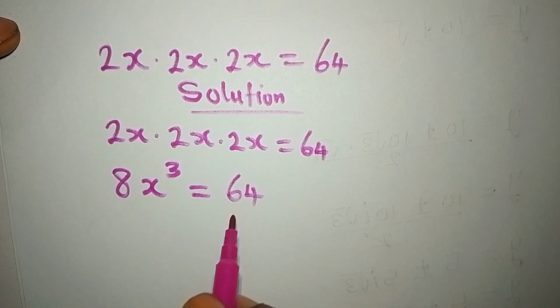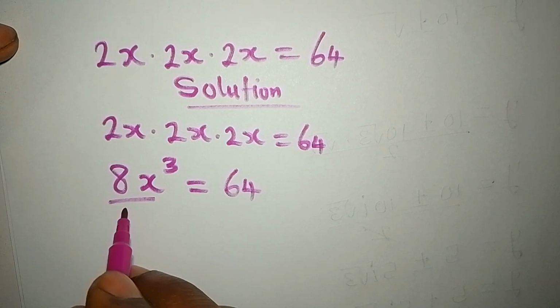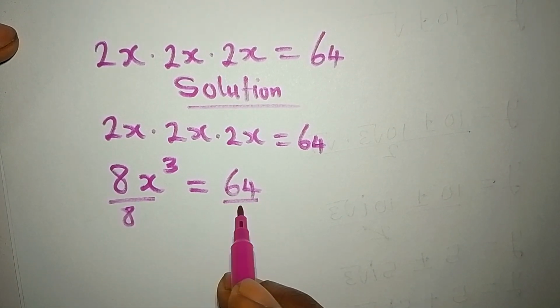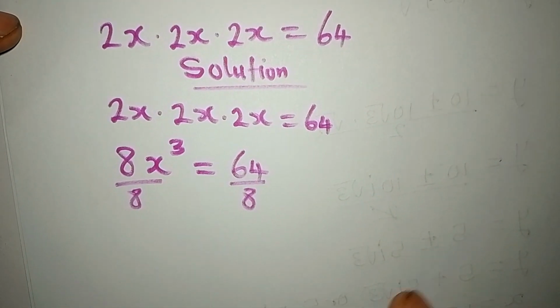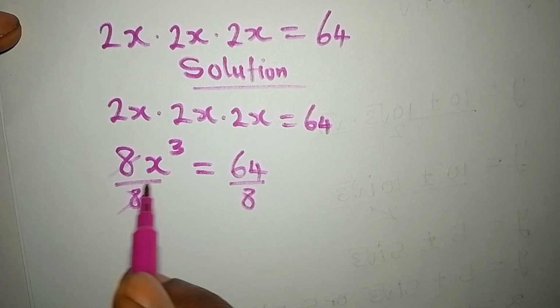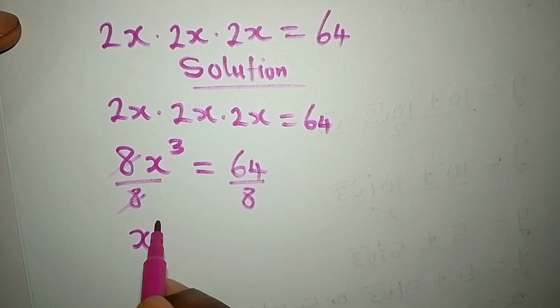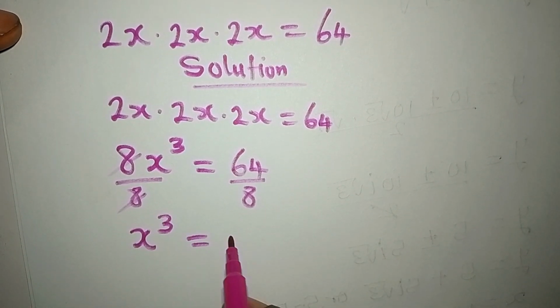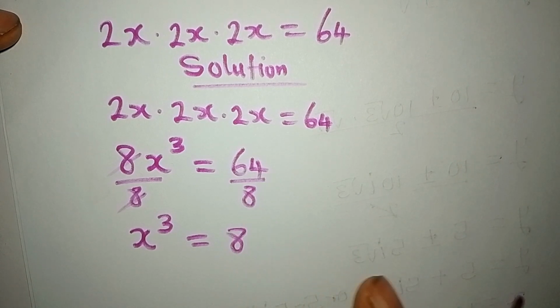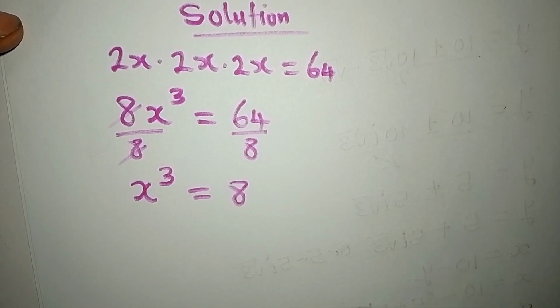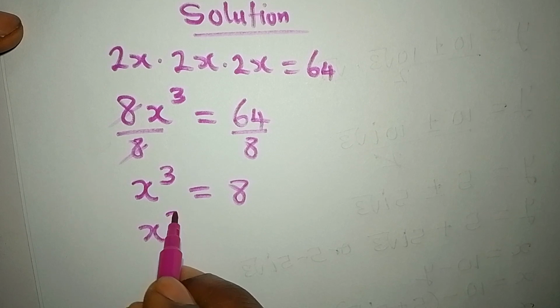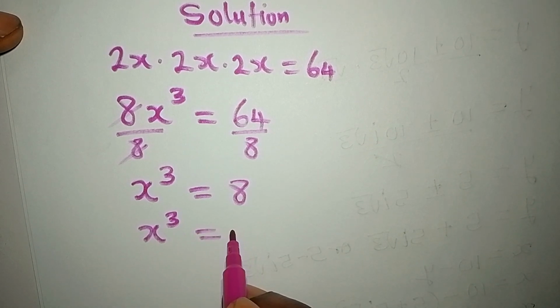We can reduce this equation by dividing both sides by 8. So we divide this by 8, and now 8 can cancel itself, so that x to the power of 3 is equal to 8, because 64 over 8 is 8. Now we have x to the power of 3 equal to 2 to the power of 3.